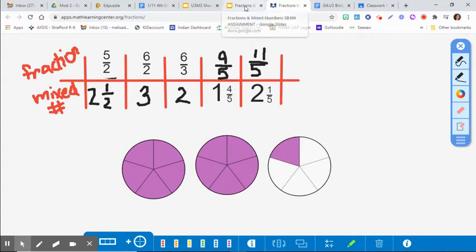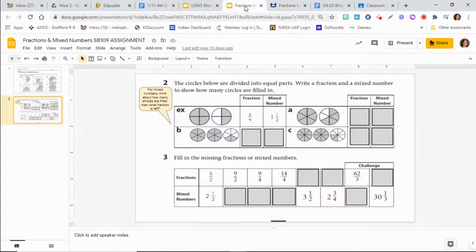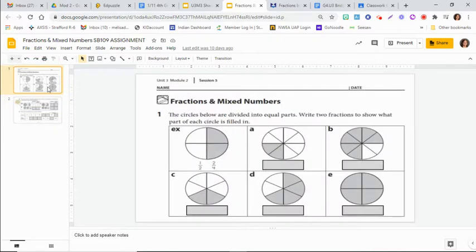All right, so let's look at your assignment for today. Today's assignment is fractions and mixed numbers. And on the first page, it says the circles below are divided into equal parts. Write two fractions to show what part of each circle is filled in. So our example here, we have two answers, 1/2, because 1/2 of it is filled in, and 2/4.